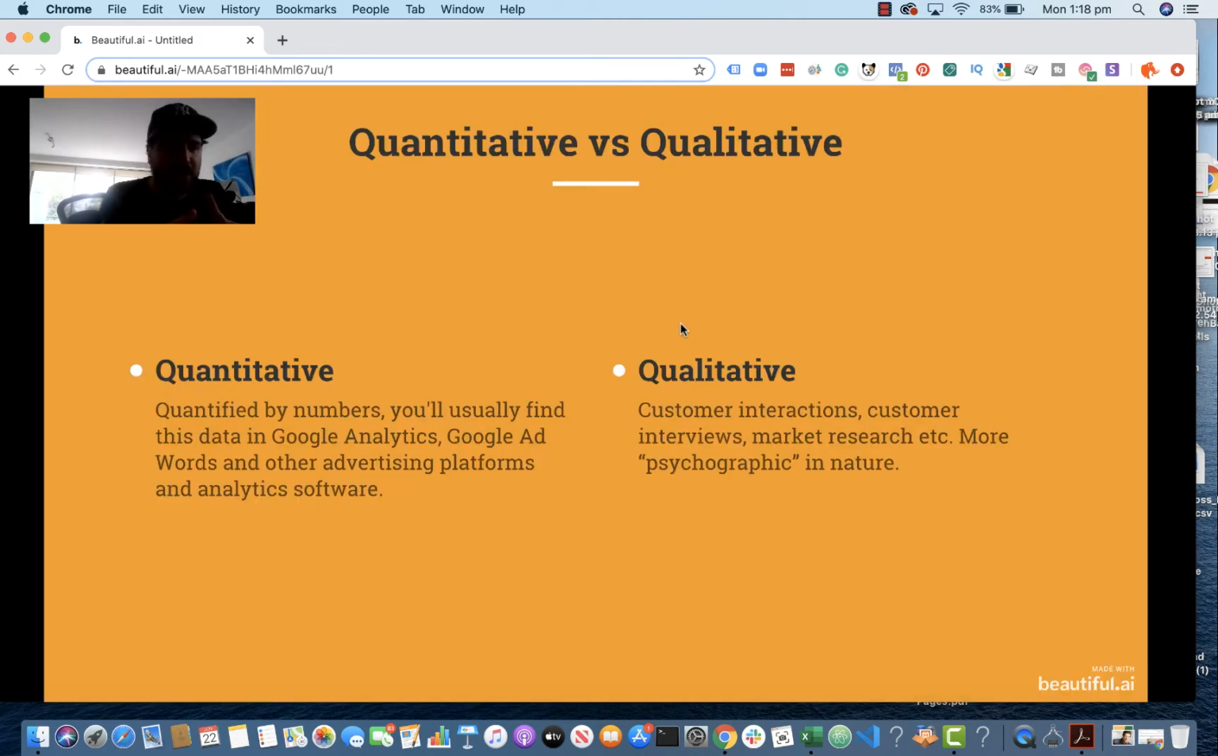And before we move into the actual platforms and talk about what you can get out of them, let me just clarify some things, because I mentioned quantitative versus qualitative, right? I mentioned more the numbers-based stuff versus the qualitative stuff, which is what they usually focus on when they're creating personas, like the fluffy personas I talked about. Quantitative is based on numbers. So you'll usually find the data in Google Analytics, Google AdWords, advertising platforms, and analytics software. So this is data collected from your actual customers going to your various websites, from your various tools that you have installed. Qualitative is more about customer interactions, customer interviews, market research, and more the psychographic sort of stuff.